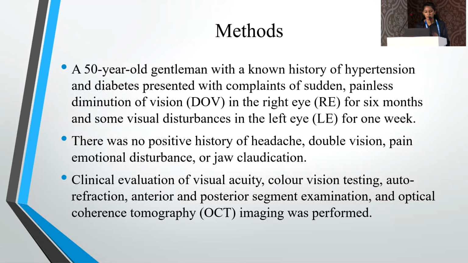Methods: a 50-year-old gentleman with a known history of hypertension and diabetes presented with complaints of sudden painless diminution of vision in the right eye for 6 months and some visual disturbances in the left eye for 1 week. There was no positive history of headache, double vision, pain, emotional disturbance, or jaw claudication. Clinical evaluation of visual acuity, color vision testing, autorefraction, anterior and posterior segment examination, and optical coherence tomography imaging was performed.